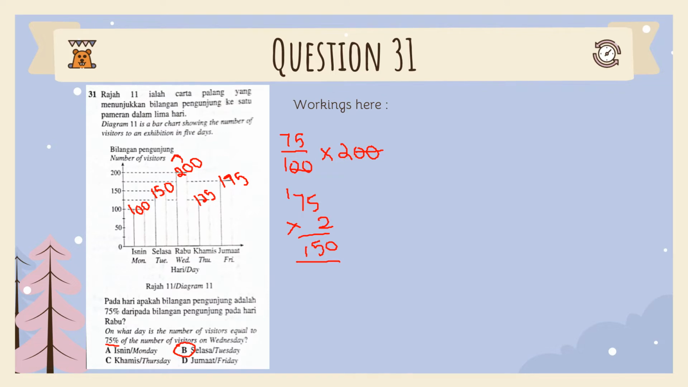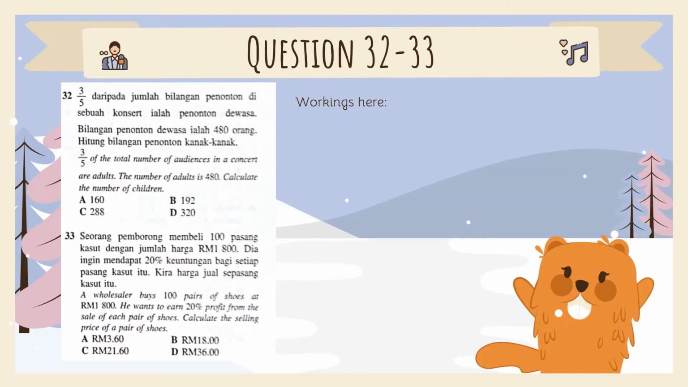Alright, question 31 done. Moving to question 32. Same concept, where we have to read the question and instruction and then find a way to solve it. 3 over 5 of the total number of audiences in a concert are adults. The number of adults is 480. Calculate the number of children.